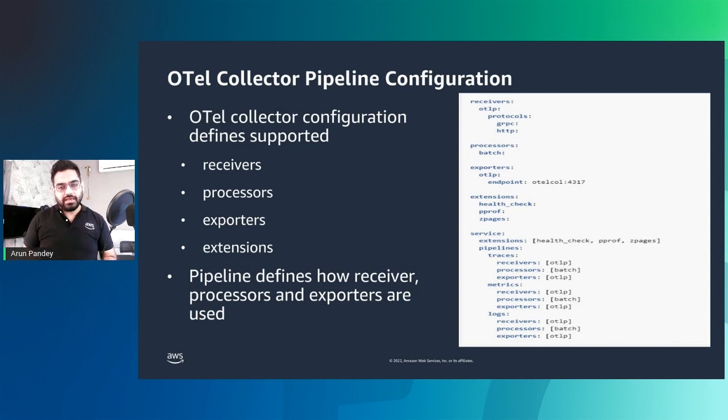And then in the later part of the configuration, we define the service, where we can define which processor, receiver, or exporter we are going to use for traces, metrics, and logs. This also tells us that it is very flexible. You can have different receivers and exporters for trace data, for metrics data, and for logs data.